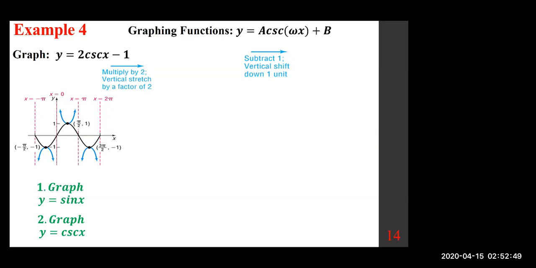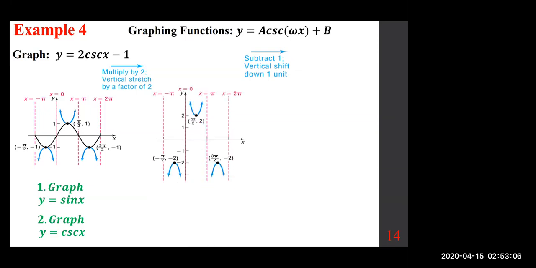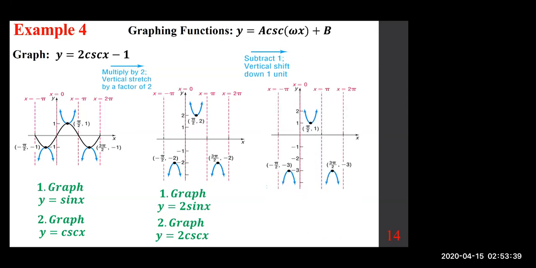So we graph sine x, and then cosecant. We multiply by 2, okay? Which means the y coordinate doubles up. You can graph 2 sine x and flip it over. That's another way of doing that. Now, minus 1 brings it down by 1. So this is the graph of 2 cosecant x minus 1.